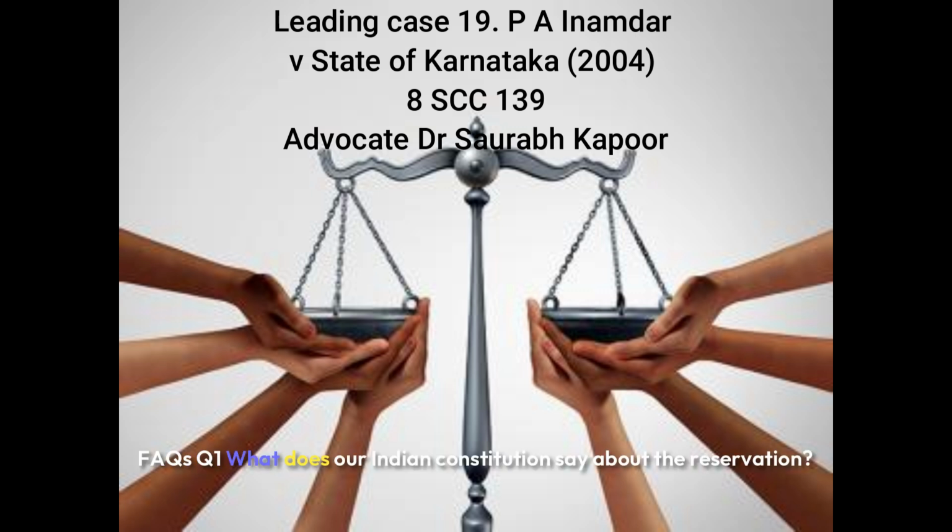FAQs. Q1. What does our Indian Constitution say about reservation? Ans 1. Article 15 says that nothing in this article or in clause 2 of Article 29 shall prevent the state from making any special provision for the advancement of any socially and educationally backward classes of citizens or for the scheduled castes and the scheduled tribes. Q2. What is the purpose of Article 30? Ans 2. Article 30 secures religious and linguistic minorities the right to establish and administer educational institutions.